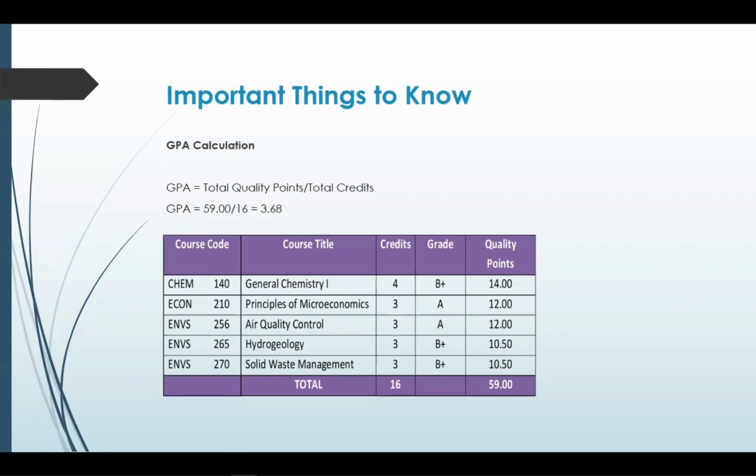So, how do we calculate our GPA? Well, our GPA is the total quality points divided by total credits. So if a student in this example has 59 quality points obtained from 16 credits, they will have a GPA of 3.68. Remember, a student must maintain a GPA of at least 2.0 to qualify for GATE funding.